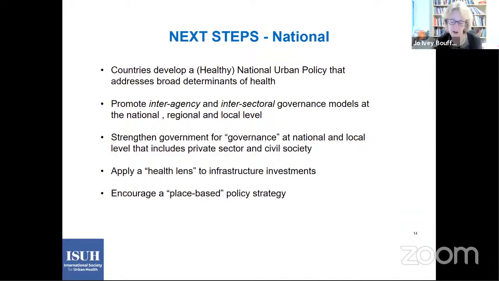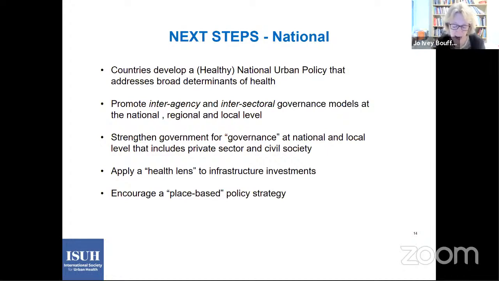So, next steps nationally: the UN is using a One UN framework for urbanization. Each country is invited to develop a national urban policy, and we've been hoping that those will increasingly include health. The elements of those policies that would be most health-promoting would be intersectoral governance models and alignment of national, regional, and local government levels in their policies. Really broad inclusiveness, so that government is strong enough to bring in other stakeholders at national and local level, especially the private sector and civil society. And then looking at health-promoting decisions in other sectors as one invests in infrastructure, and a focus on community as the place-based emphasis.